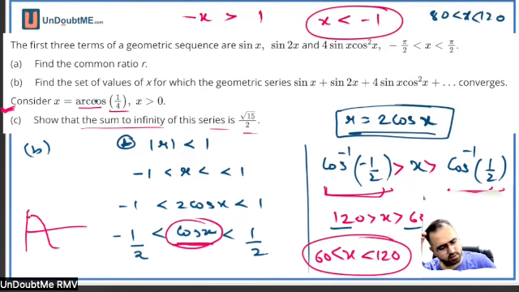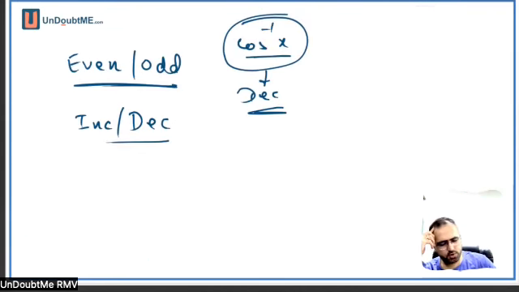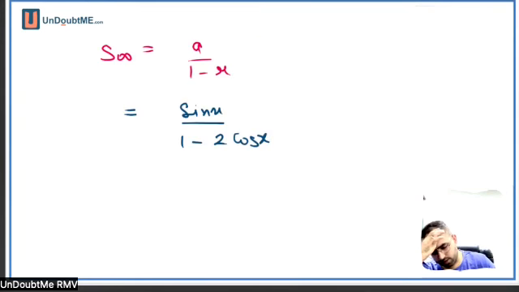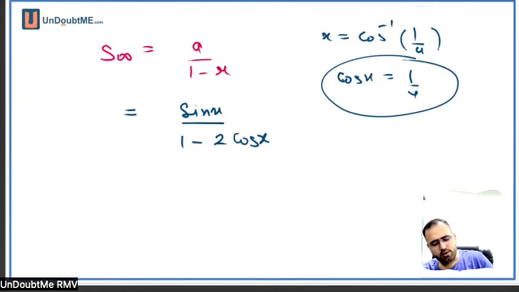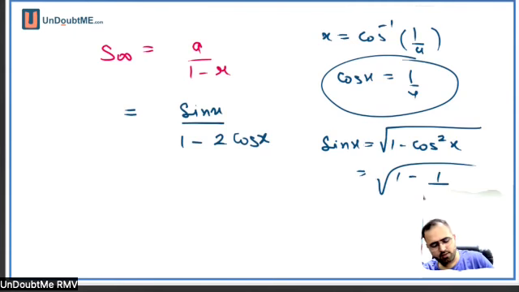And consider x is equal to this. So this we need to put over here, then only we'll get the value. So x is cos inverse of 1 by 4. It means cos x is 1 by 4. If cos x is 1 by 4, sin x will be the square root of 1 minus cos square x. So that will be 1 minus 1 by 16, that will be root 15 over 4.